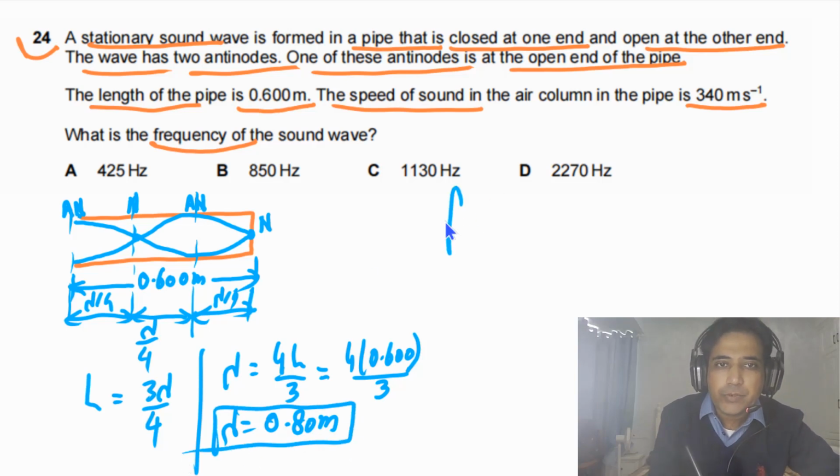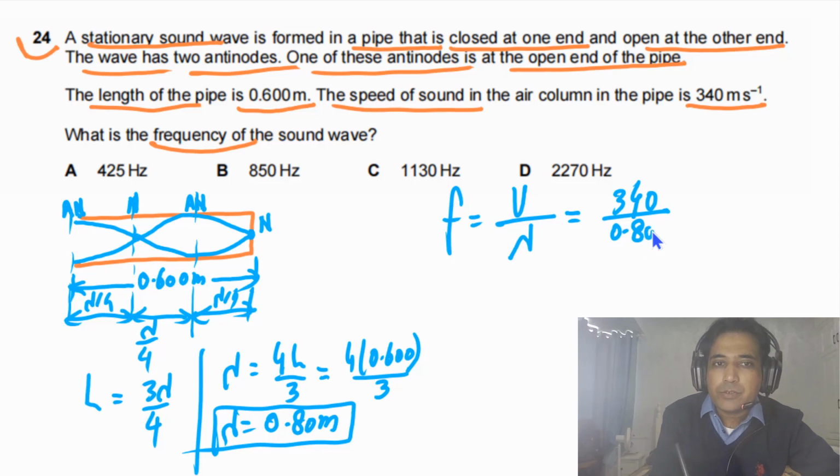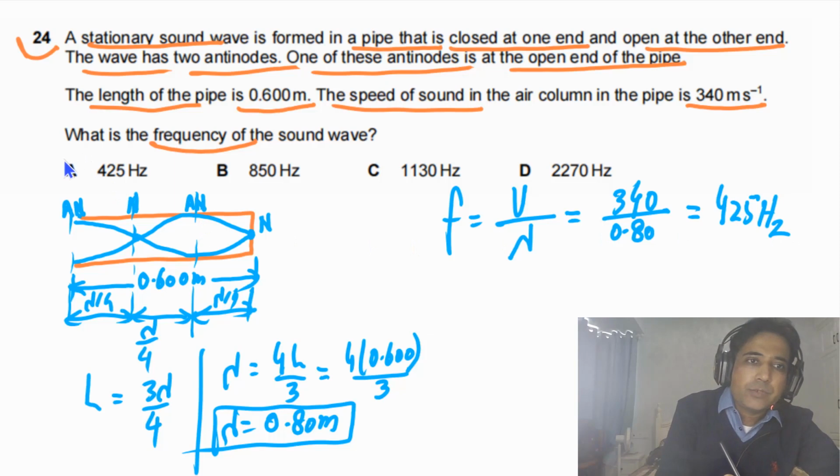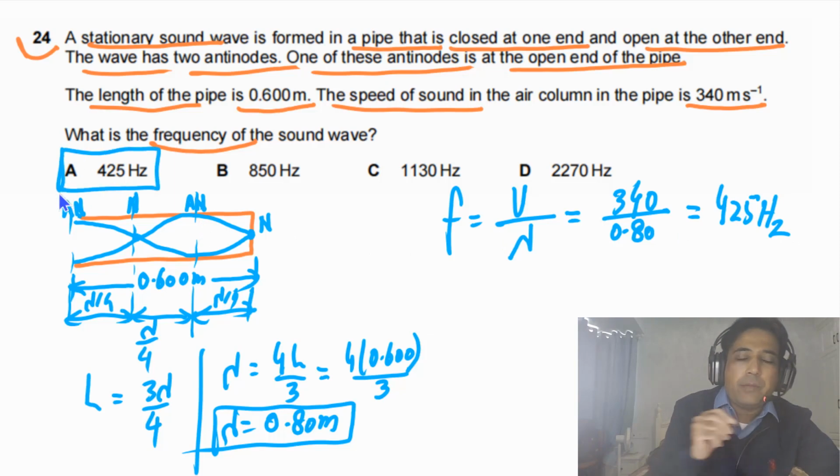Now we need to find out the frequency. So frequency will be equal to speed of the wave divided by wavelength of the wave. So speed is 340 meters per second. Lambda is 0.80. So if we solve this one, we will get our final answer, that is 425 hertz. So the answer for this question is A.